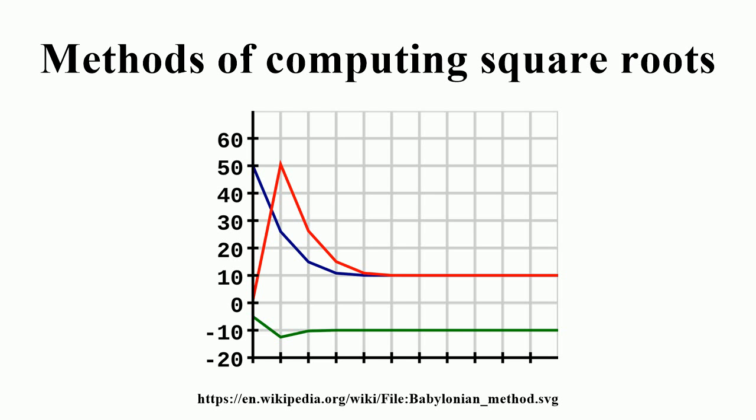Babylonian method. Perhaps the first algorithm used for approximating square roots is known as the Babylonian method, named after the Babylonians, or Heron's method, named after the 1st century Greek mathematician Hero of Alexandria, who gave the first explicit description of the method. It can be derived from Newton's method.